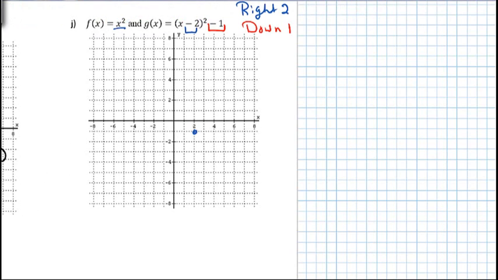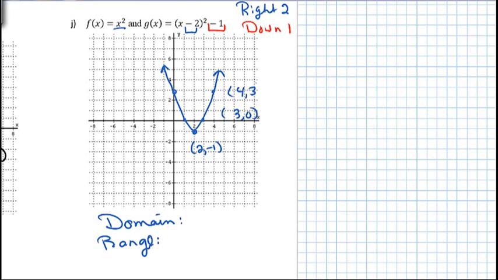And this is the x squared graph, so it's the one that looks like the big capital U, and you can use the pattern. Right 1, up 1, right 1, up 3. And then left 1, up 1, and left 1, up 3. And labeling our points, we have (2, -1), (3, 0), and (4, 3), and over here we have (1, 0) and (0, 3).